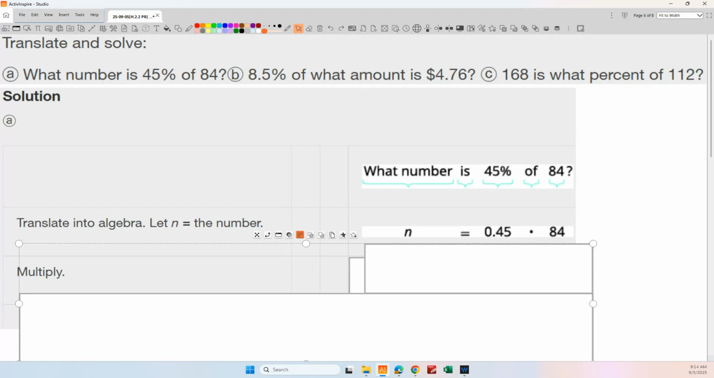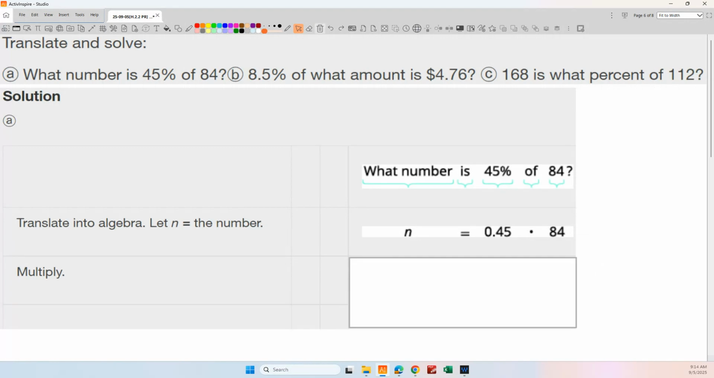So there's our equation. N is already isolated. All we have to do is just plug and chug, right? Plug in, well, we don't have to even do that. We just crank through the arithmetic, and we get 37.8. Okay, does that make sense? Seems about right, doesn't it?